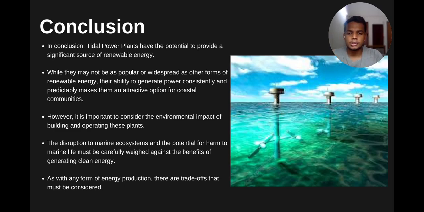And in terms of energy production, every power plant has its own trade-offs. So these were the advantages and these were the disadvantages. However, I think that it is one of the more effective forms of renewable energy compared to other power plants.